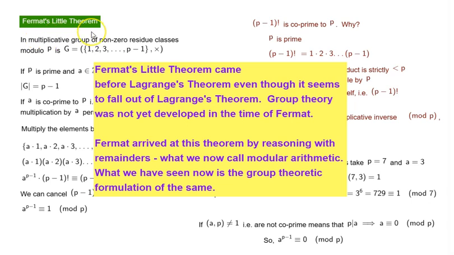Remember, Fermat's little theorem is not applicable to additive groups, because in additive groups, a to the power of something doesn't make sense. That is why it is applicable to only multiplicative groups.